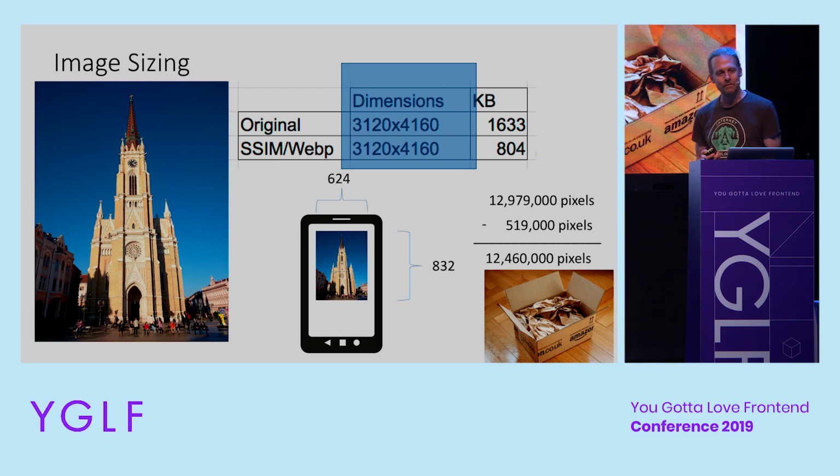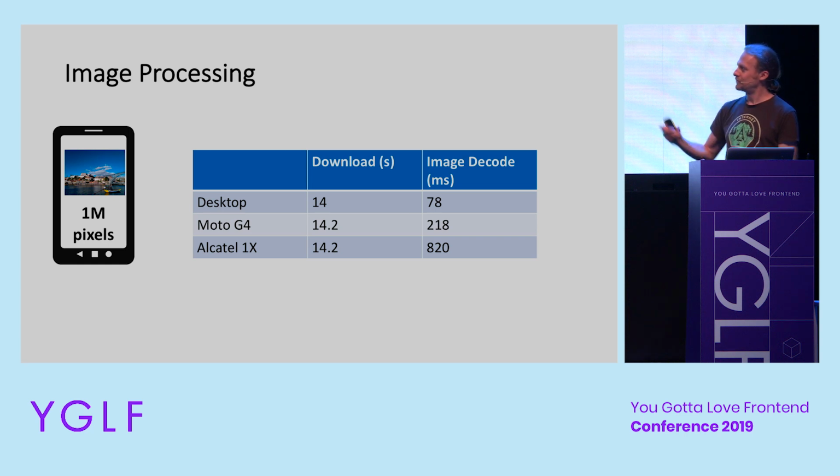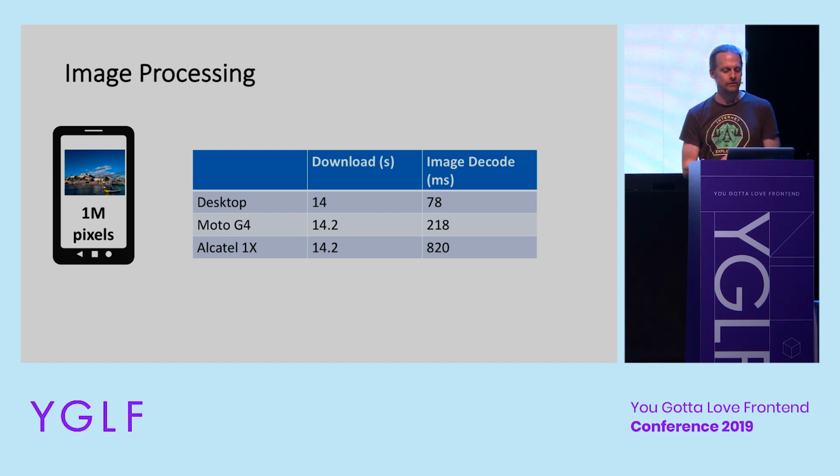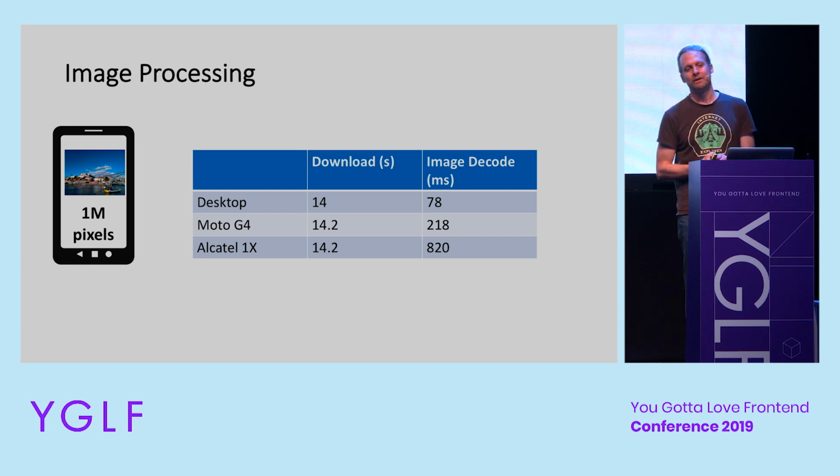Now, to throw on top of that, throwing away that 95% of the image takes time. So let's see what that looks like. Here's an image that was 16 megapixels. It ended up being 1 million pixels on the screen. I downloaded it on the desktop. The image decode took 78 milliseconds. A Motorola G4, which was high-end a few years ago, is sort of a mid-range Android device now, takes 200 milliseconds. The Alcatel One X you can buy today.